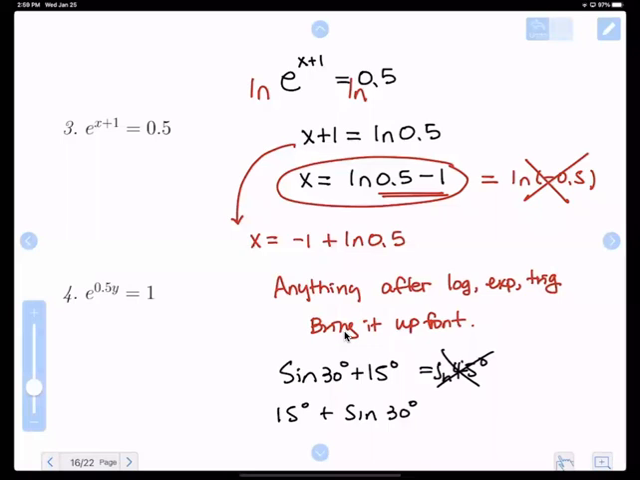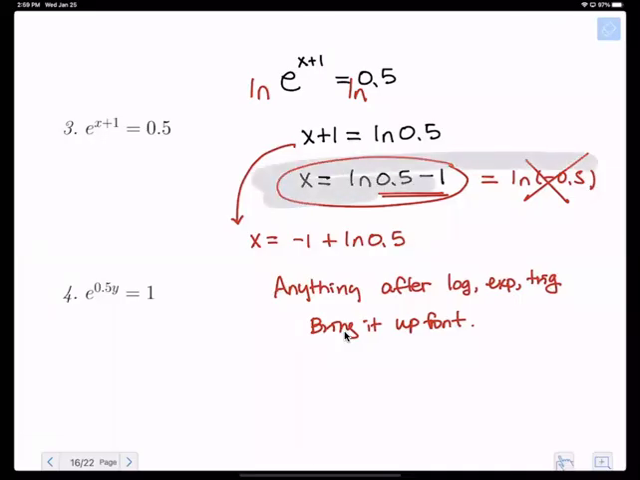Actually, my calculus teacher taught me this. Before, when I had calculus, I didn't know this. I always trapped myself, and my calculus teacher taught me, and it was very helpful. From then, I try not to trap myself here. So do we understand this? Anything beyond logarithmic function, exponential function, trig functions, bring it up front. Clear?